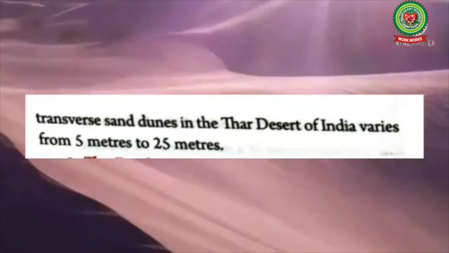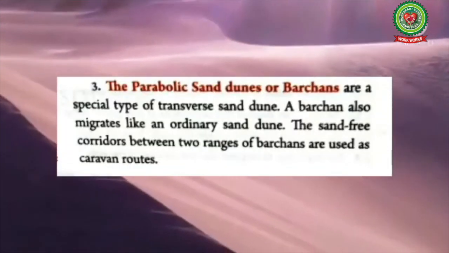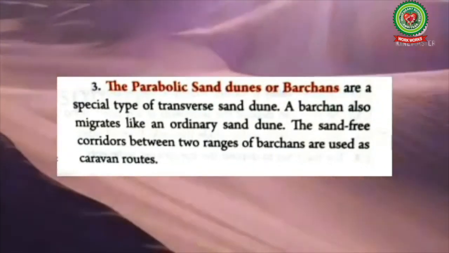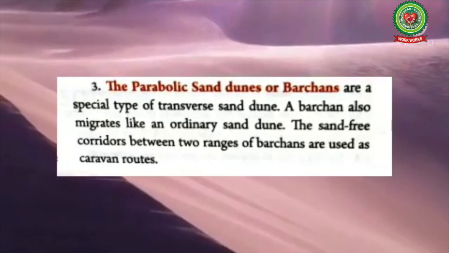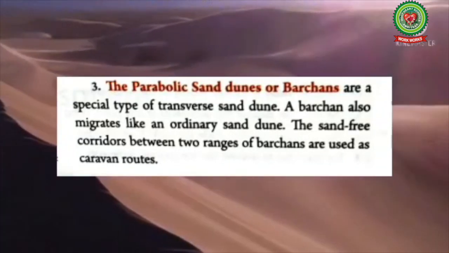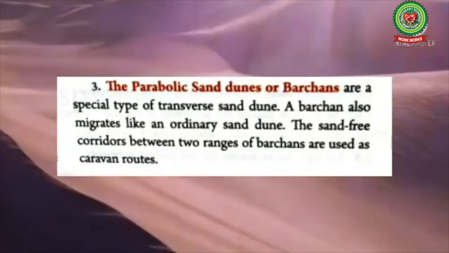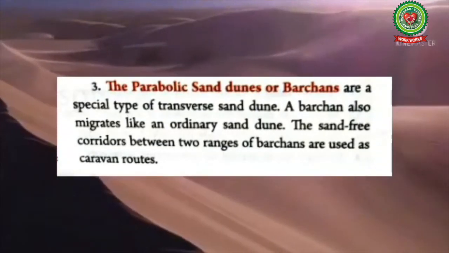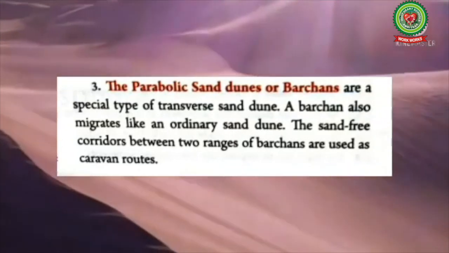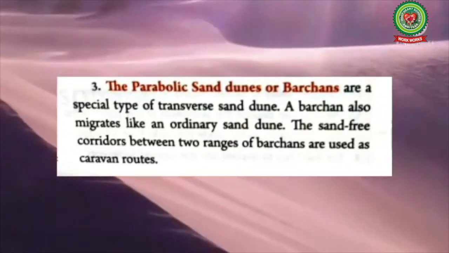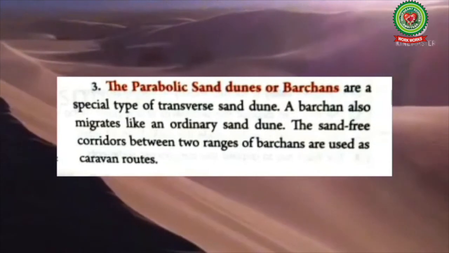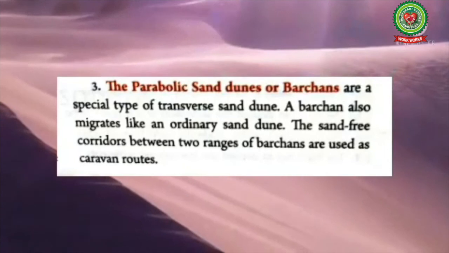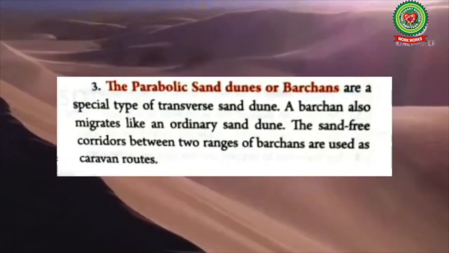And the last type of sand dune includes the parabolic sand dunes or barchans. These are a special type of transverse sand dunes. A barchan also migrates like an ordinary sand dune. The sand-free corridors between the two ranges of barchan are used as karwa routes. Karwa is a group of people, especially traders, who move across the desert, especially in Asia and North Africa. Barchan is a typical sand dune with a crescent-shaped front having horns or wings towards the leeward side.